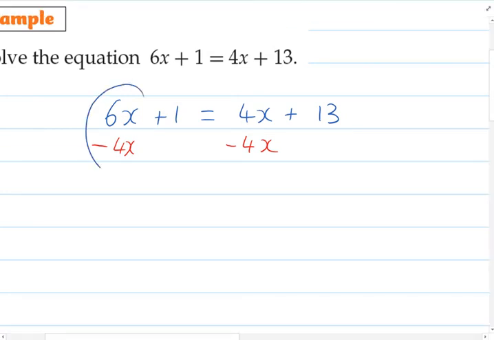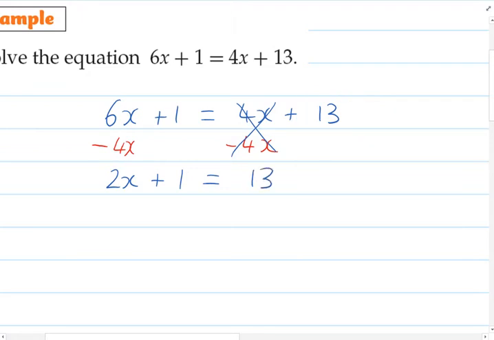So 6x minus 4x, that's 2x. Plus 1, we haven't done anything with that, so we still have plus 1. On the other side, 4x minus 4x, they cancel each other out, so we have 0, and then on the other side we just have 13.